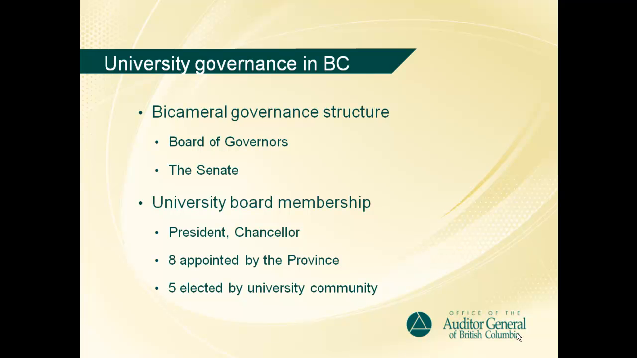The Board of Governors consists of 15 members, with a mix of appointed, elected, and ex officio members. This includes the university president and chancellor, 2 faculty members elected by faculty, 2 students elected by students, 1 employee elected by employees, and 8 members appointed by the BC government.